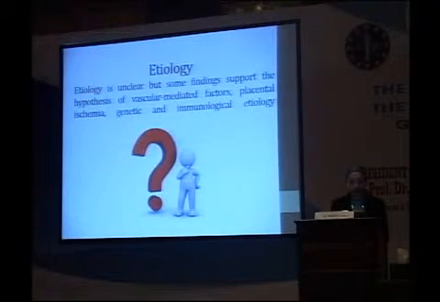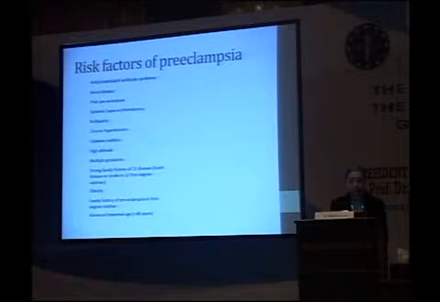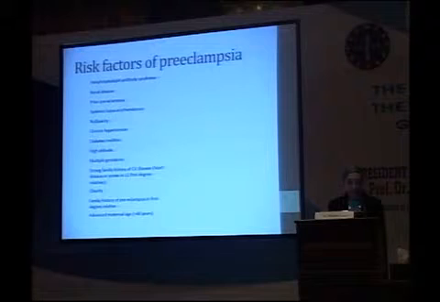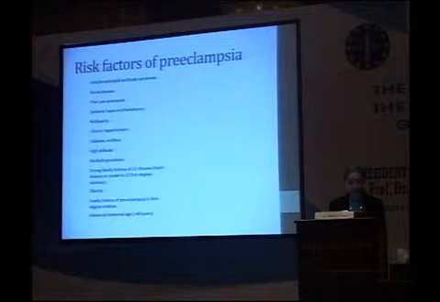The etiology is unclear, but some findings support the hypothesis of vascular-mediated factors, placental ischemia, and genetic and immunological etiology. There are many risk factors of preeclampsia, including antiphospholipid syndrome, renal disease, prior preeclampsia, systemic lupus erythematosus, nulliparity, chronic hypertension, diabetes mellitus, high altitude, multiple gestations, strong family history of cardiovascular disease, family history of preeclampsia in a first-degree relative, and advanced maternal age.